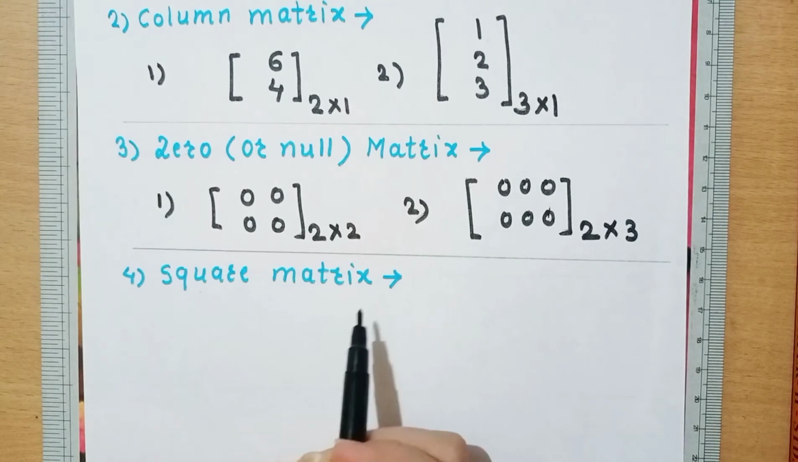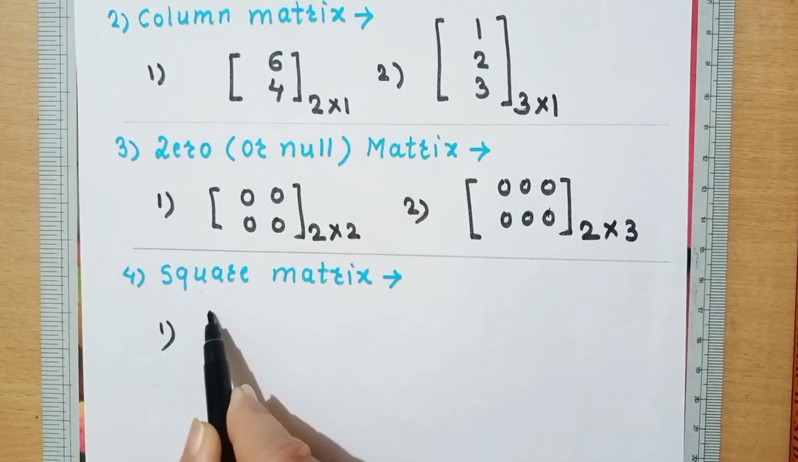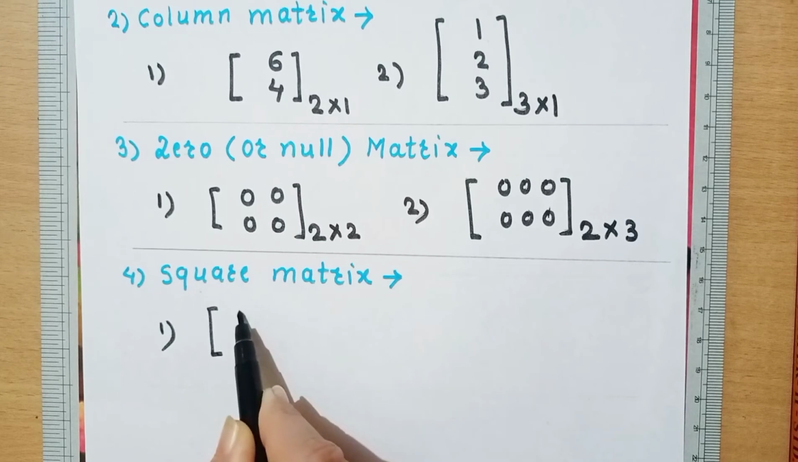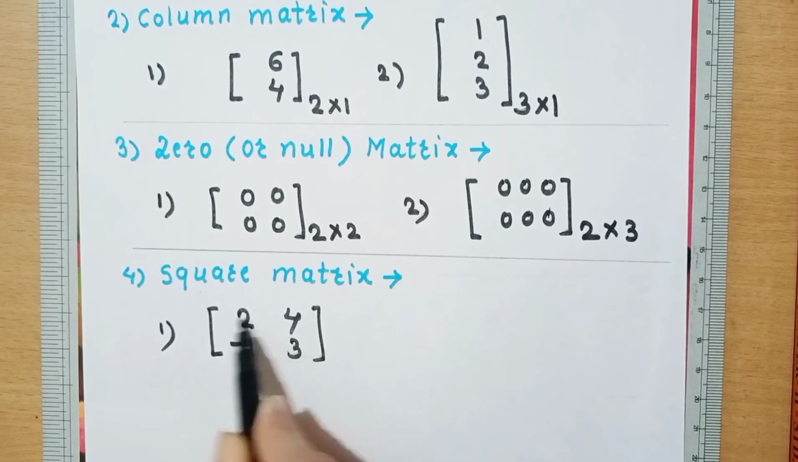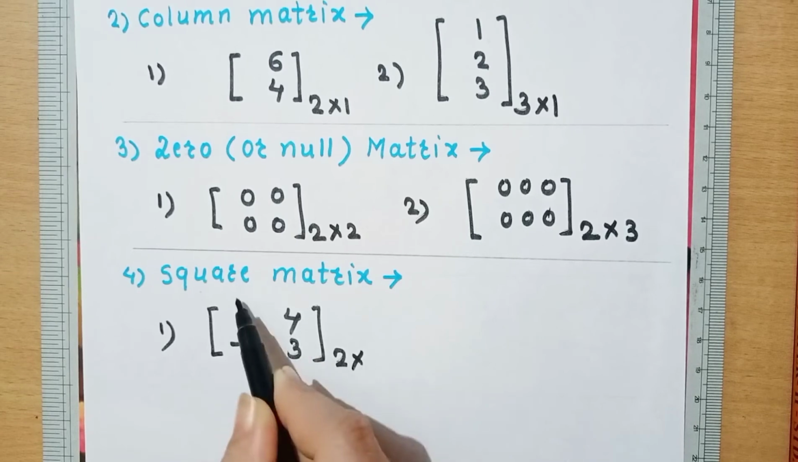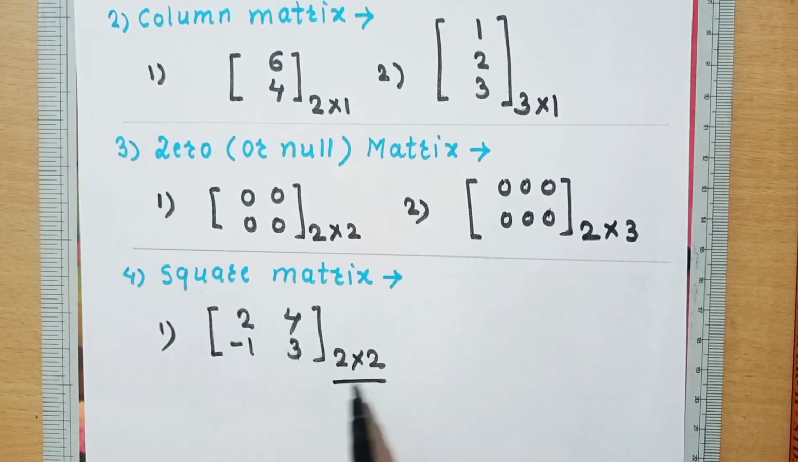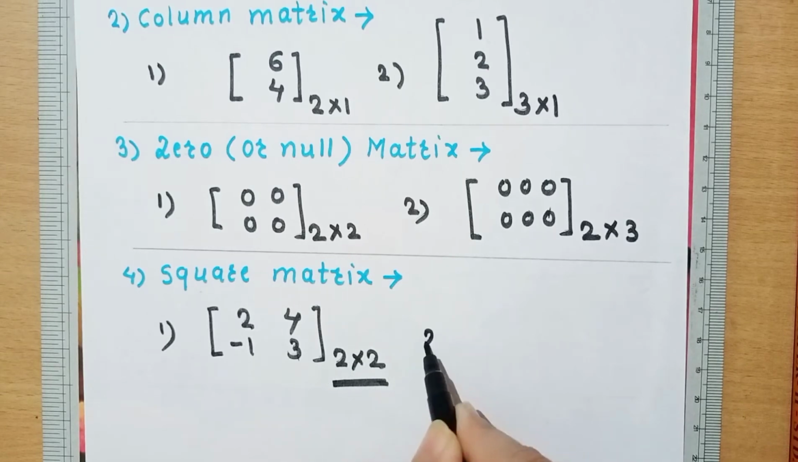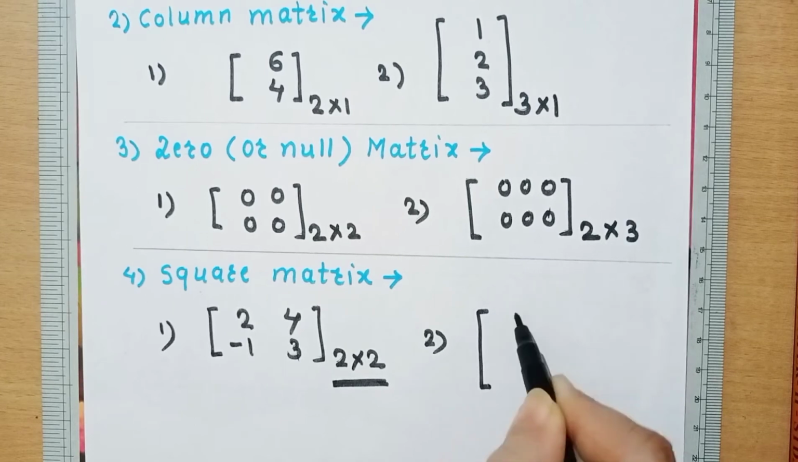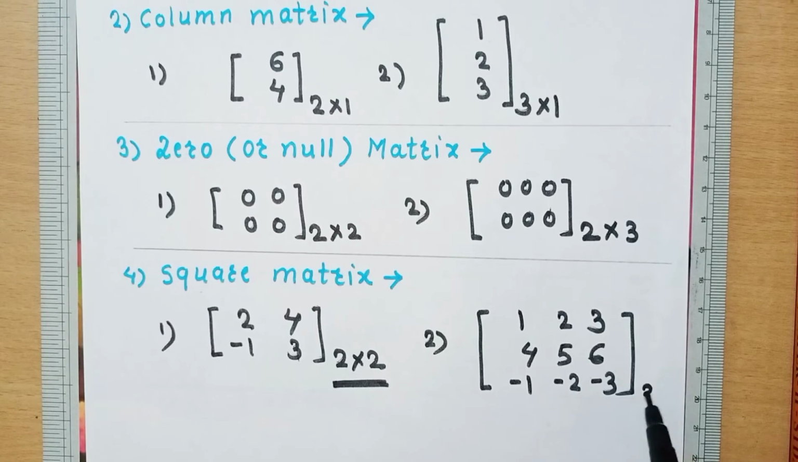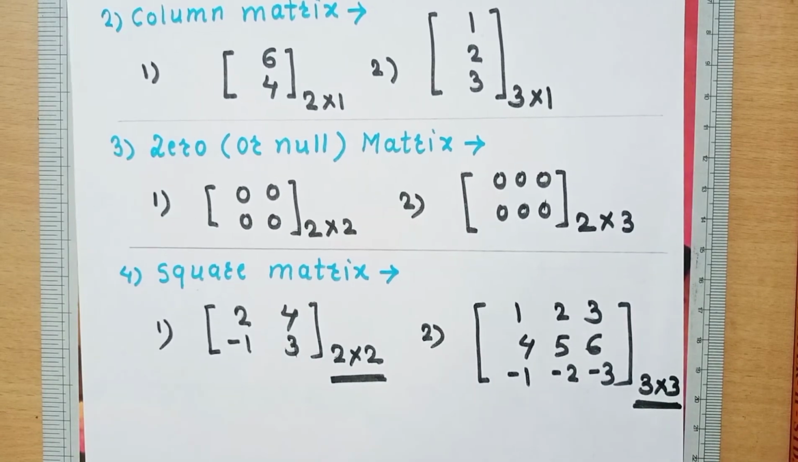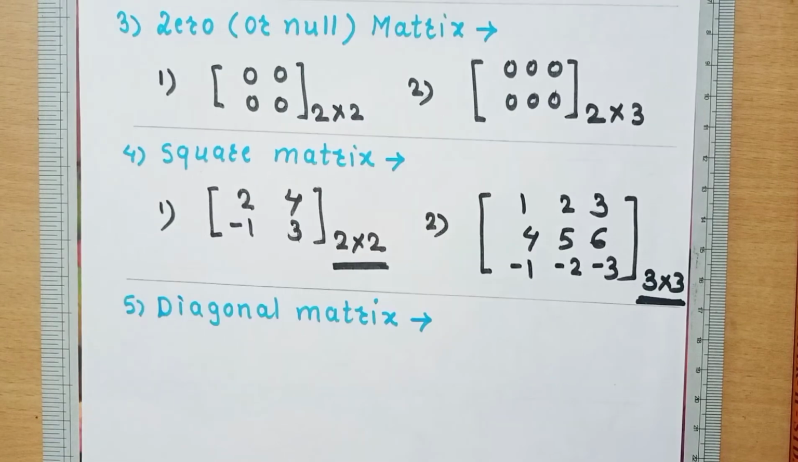Now the next type is square matrix, meaning the number of rows and columns are the same. So now check here, there are two rows and again two columns. So rows and columns are the same. So this is a square matrix. Let's check another example. 2, minus 3. Now here there are 3 rows and 3 columns. So these two are the same. So this is a square matrix.